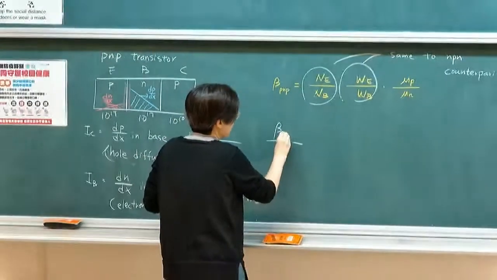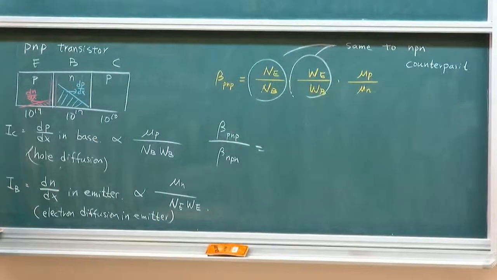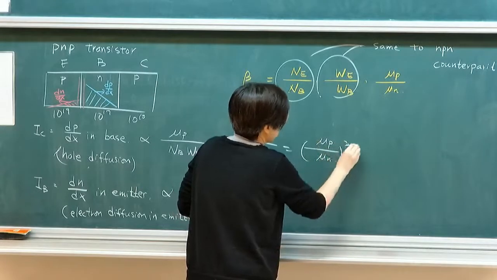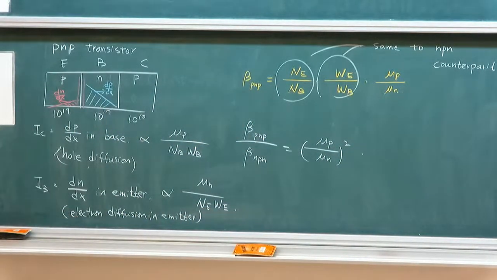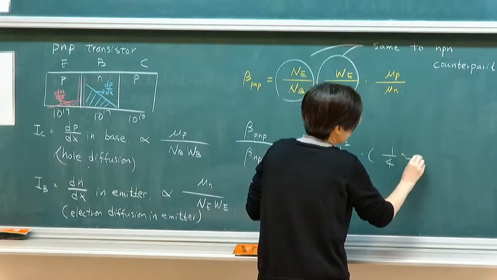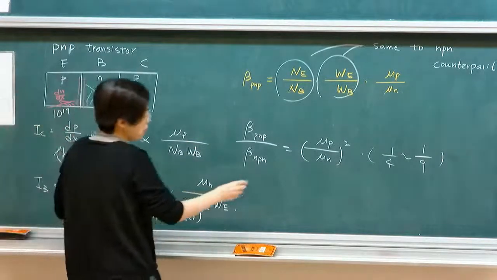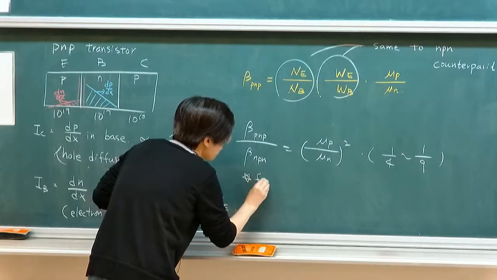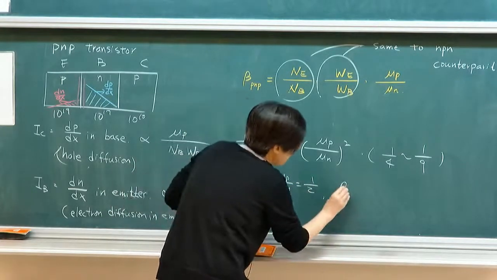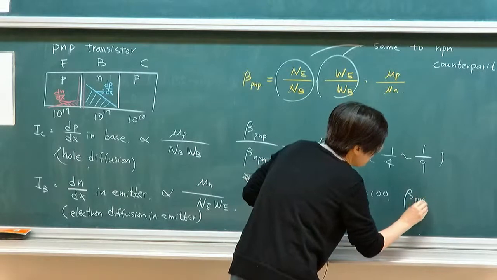So if I want to compare the two, what does the ratio depend on? All the device structure and doping concentration are the same, so they cancel each other and you get mu P over mu N squared. Okay? So what it means is that it gives you an attenuation of about 1/4 to one, depending on the ratio. If the ratio is 1/3, then you get 1/9. So assuming mu P over mu N equals 1/2, for a beta NPN with the same structure of 100, your beta PNP will be 25.